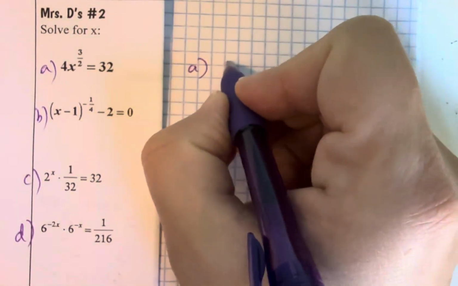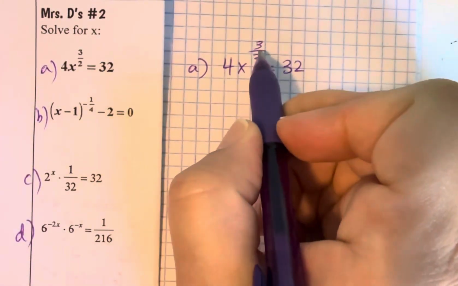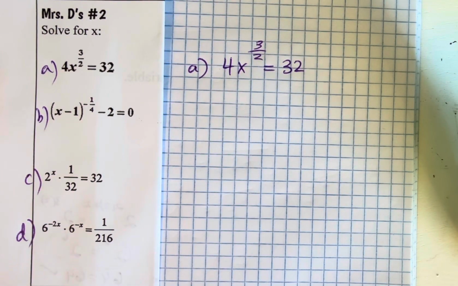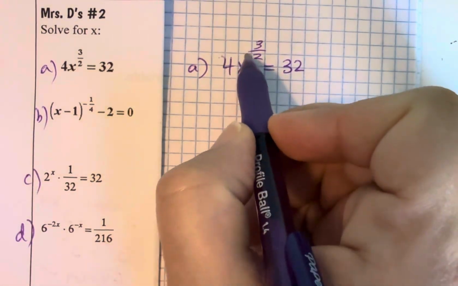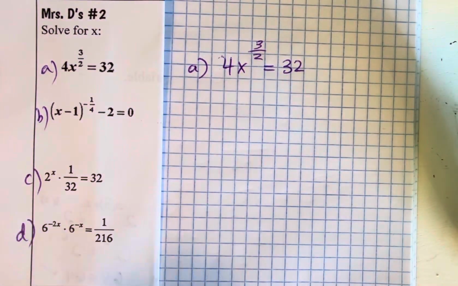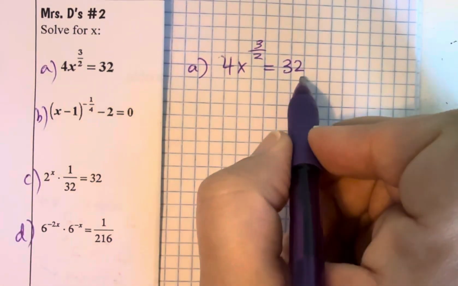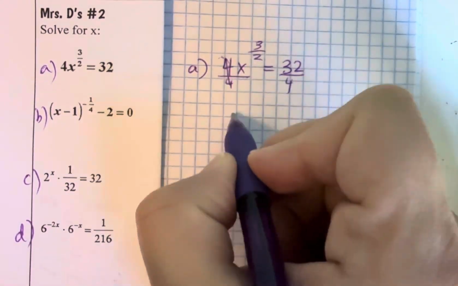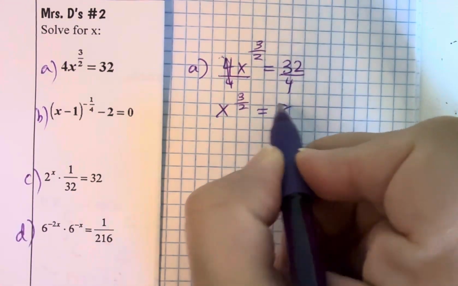And for my first one here, I want to pay attention to the fact that this 3 halves power is only applied to the x. It is not applied to the 4. This is 4 times x to some power. This would only be applied to the 4 if this were in parentheses, which it is not. So the first thing I want to do here, before I start trying to figure out how to rewrite 32 and 4 with the same base, is actually divide out that 4 from each side so that I am dealing with just this power.